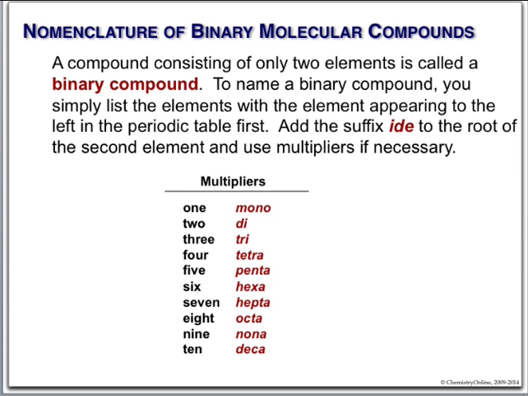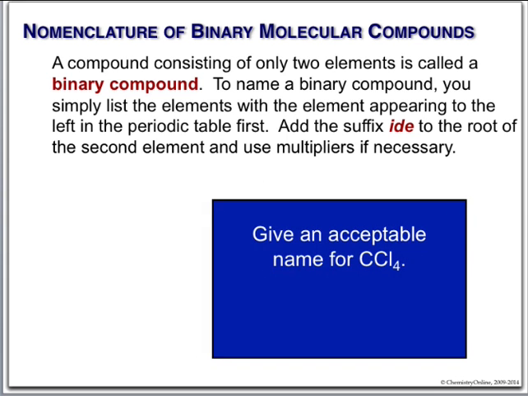Okay, we're going to do the same thing. The first element is simply shown with its name. So, carbon. Our second element, we're going to take the root. If it was CO2, we would take the root. We would say it's oxygen, so it's oxide. But because there's 2 of them, we would call it dioxide.